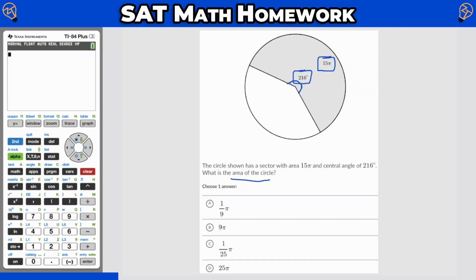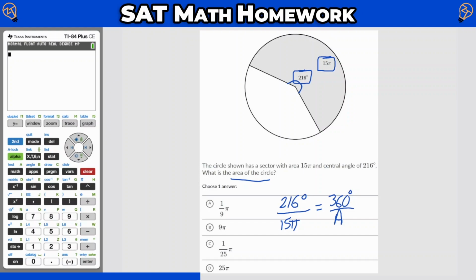a proportion, and there's various ways you could do this. But the way that I would see it is 216 degrees is to 15 pi as, so that's kind of a part relationship. Now for the whole relationship, we have 360 degrees for the whole circle, and we want to find out what area does that account for. So that's what we're solving for.